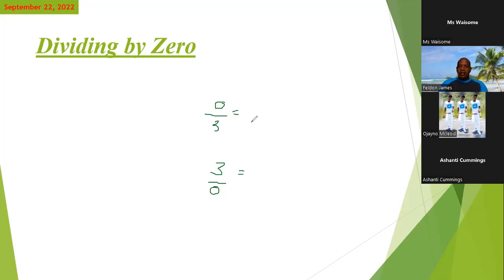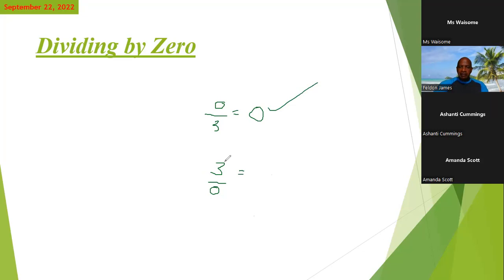Zero, sir. Anybody else try the top one this way, son? It's coming. You tried it? I'm waiting on at least one other person to give me what they get. 0, sir. You get what? 0? So this one is actually 0. Now this one, the calculator said there's an error. So whereas this one is okay, what is happening with this one?